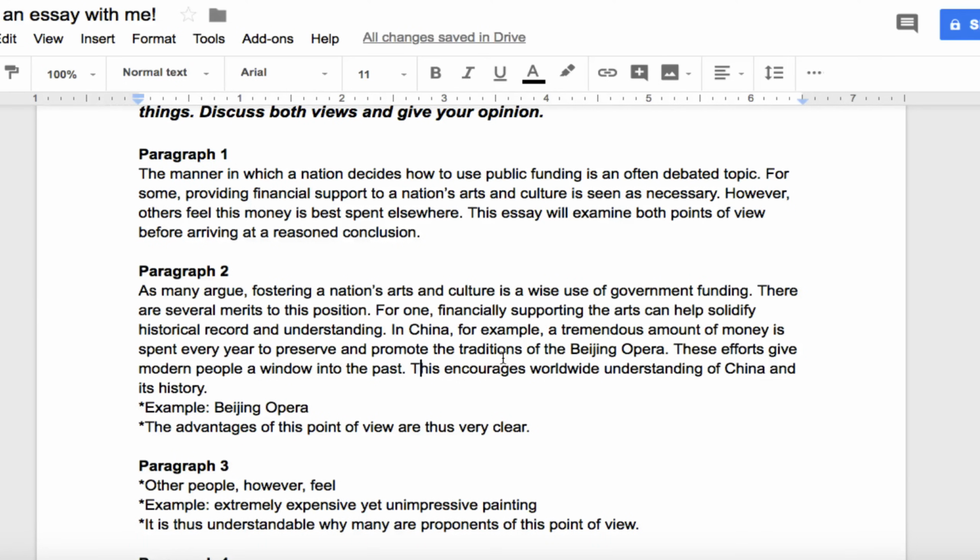And you know what? I can connect these together. I think it'll help the sentences flow a bit better. So far it reads, as many argue, fostering a nation's arts and culture is a wise use of government funding. There are several merits to this position. For one, financially supporting the arts can help solidify historical record and understanding. In China, for example, a tremendous amount of money is spent every year to preserve and promote the traditions of the Beijing Opera. These efforts give modern people a window into the past, and this encourages worldwide understanding of China and its history. Okay, so that's positive point number one that results from government spending in arts and culture.